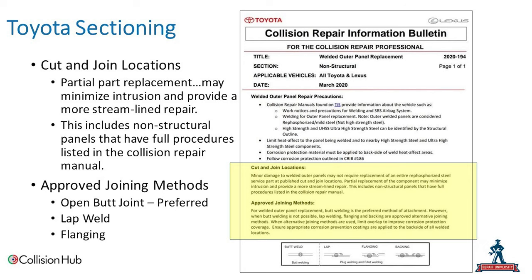Yep. They do continue to go on to say approved joining methods. So again, for outer body panel replacement, that open butt joint is recommended. However, they do allow for a lap weld or a flanging weld. So again, similar to the GM flange, they do allow for that.